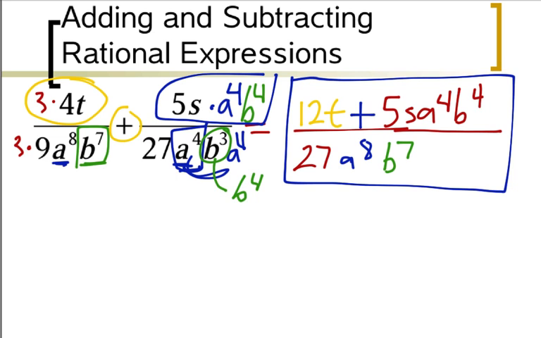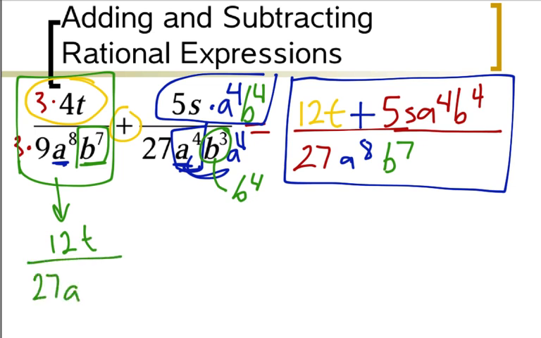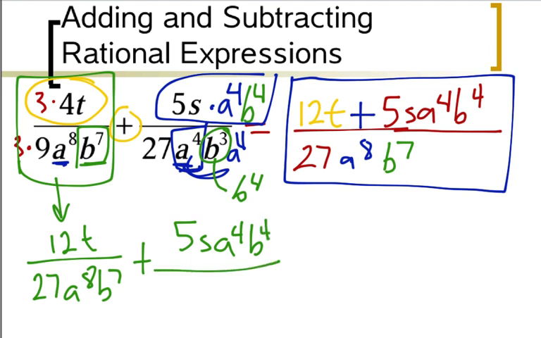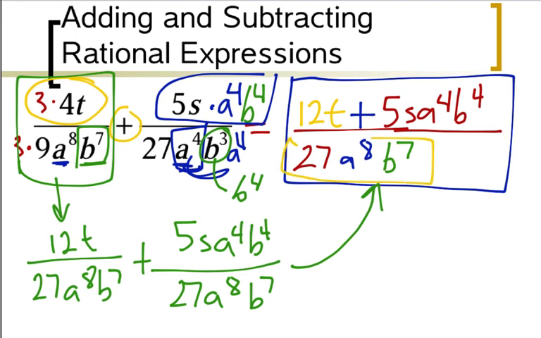Another way of looking at the problem is that really the first fraction I created, I could rewrite to be 12t over 27, a to the 8th, b to the 7th, and then plus 5s, a to the 4th, b to the 4th, over 27, a to the 8th, b to the 7th. So you can see that I had common denominators before I wrote it all together at once. I just kind of skipped that step because I'm combining the tops anyway. Once you have the bottom the same, you really just slide the tops together. So that's why I don't write that usually.